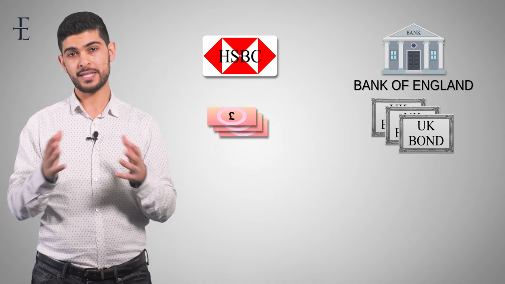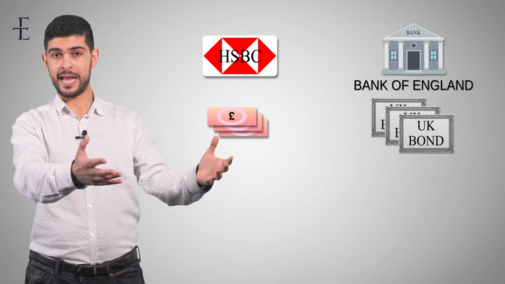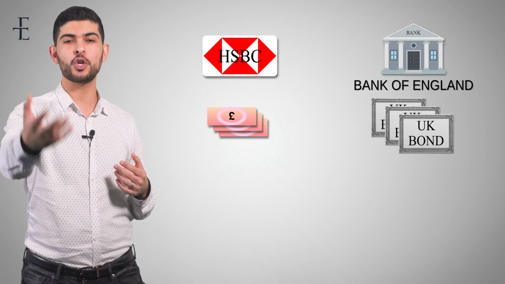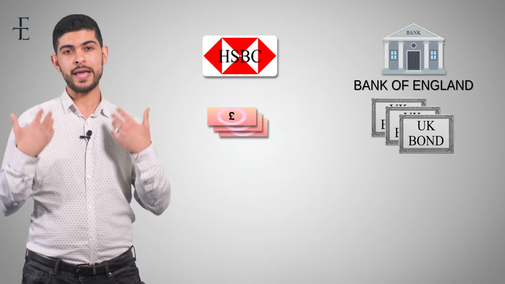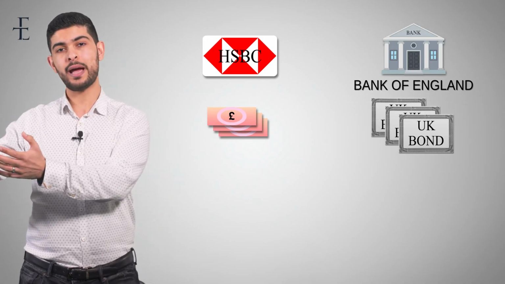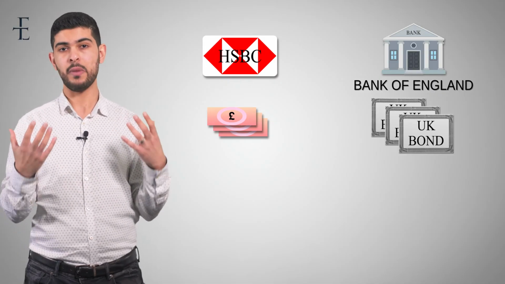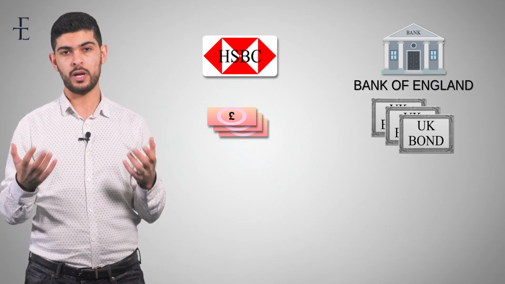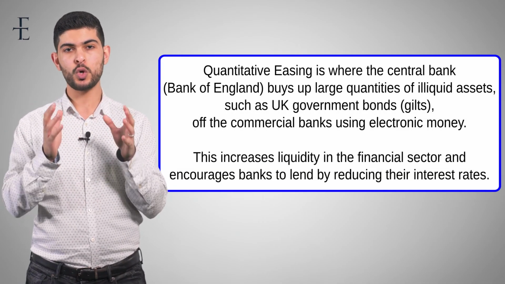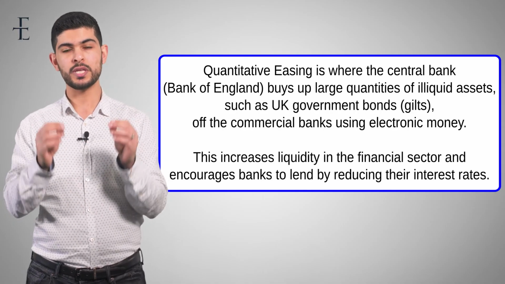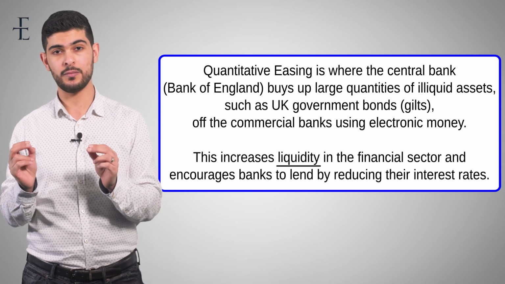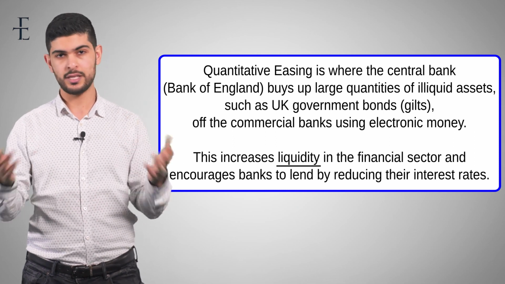So what the central bank says to the commercial banks is, okay, look, you know these illiquid assets that you have? We'll take them off you. And how they did that was by giving them electronic money. So if I'm Barclays, I get rid of my illiquid assets, my bonds, and the central bank takes that off me, and in return, I get actual money, which now I am more likely to lend. So in other words, what the central bank did is they bought up large quantities of illiquid assets using electronic money, and as a result, there is more liquidity in the financial system, and that encourages banks to lend. Simple as that.